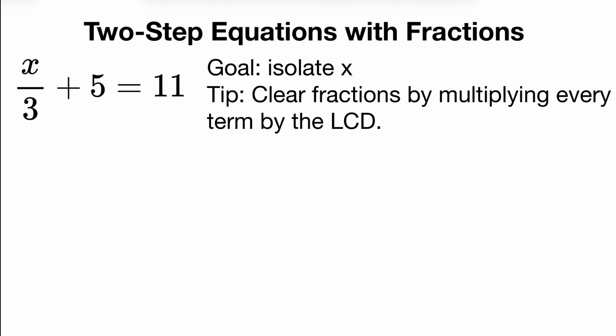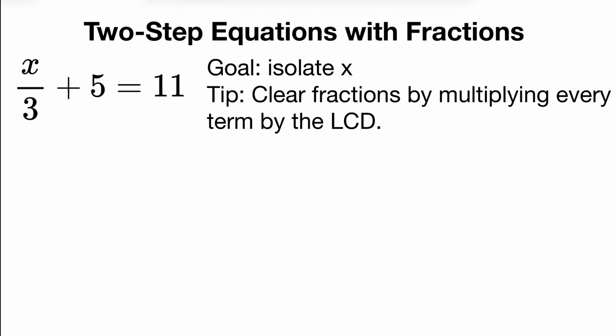is to clear the fraction, or get rid of the fraction first, by using the least common denominator, or the LCD. This means we multiply every term by the denominator. So let's go ahead and start. We see here x divided by 3. The denominator is 3, so what I'll do is multiply every term by 3 to get rid of the fraction. Let's set this up.